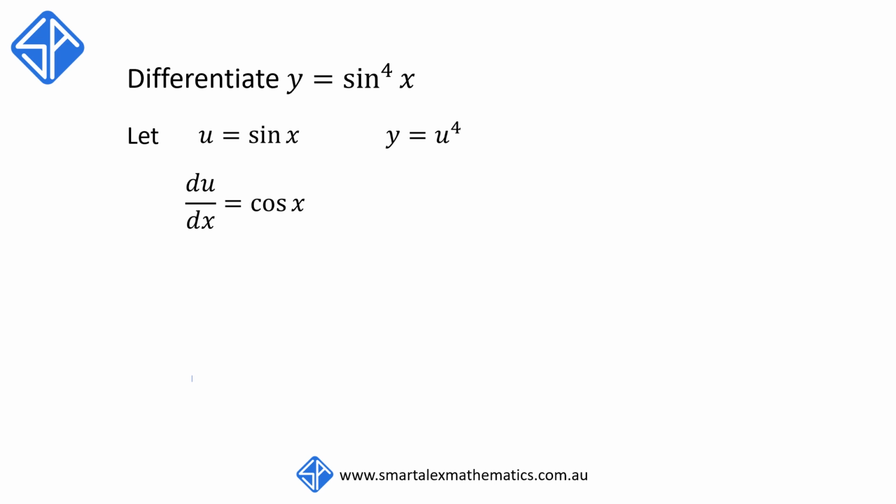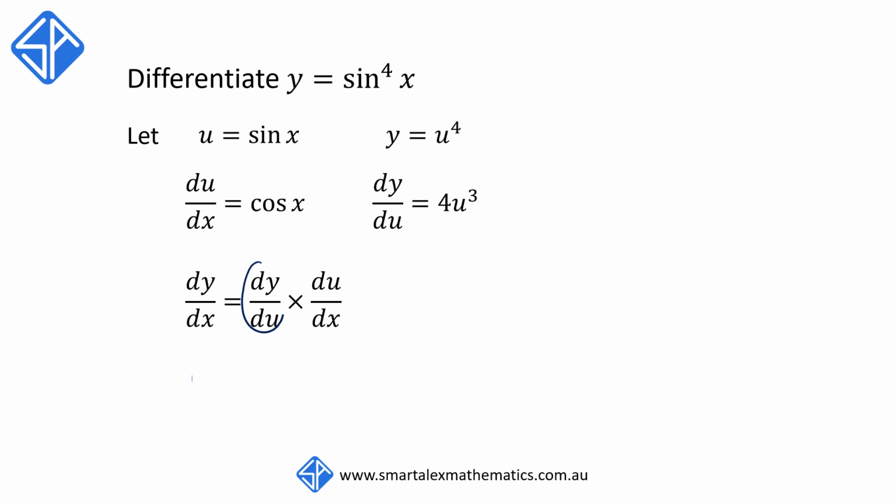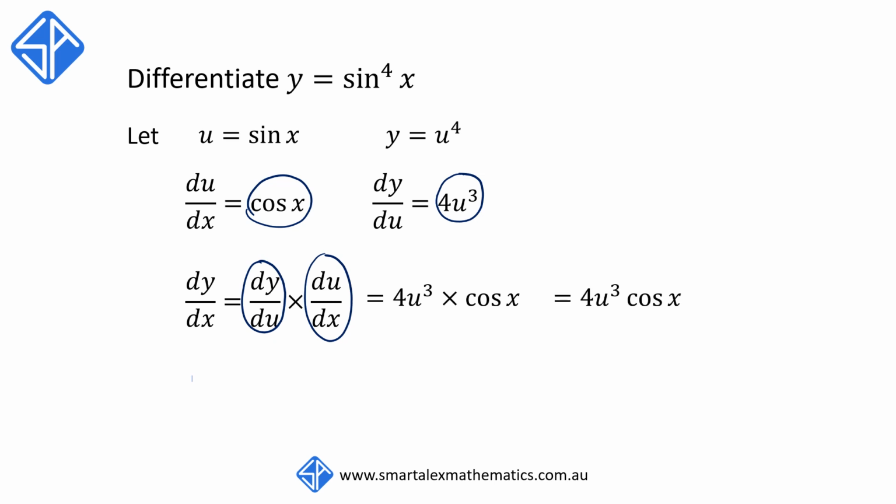We also do the same for y. dy on du is equal to 4u cubed. Next, we apply the chain rule, which states that dy on dx is equal to dy on du times du on dx. Then we simply replace dy on du with 4u cubed and du on dx with cos x, so that we have dy on dx being equal to 4u cubed times cos x, or just 4u cubed cos x.